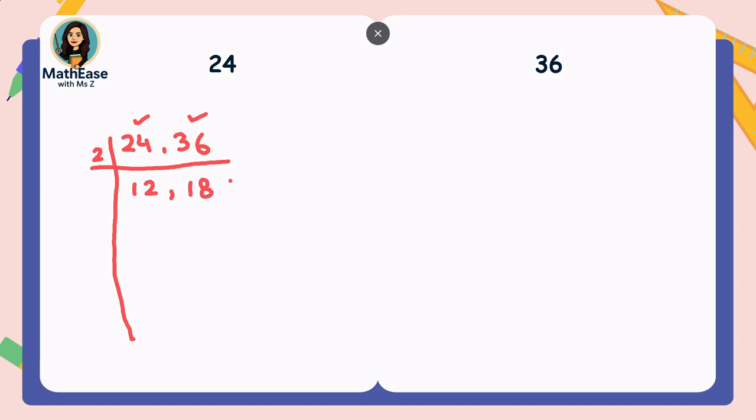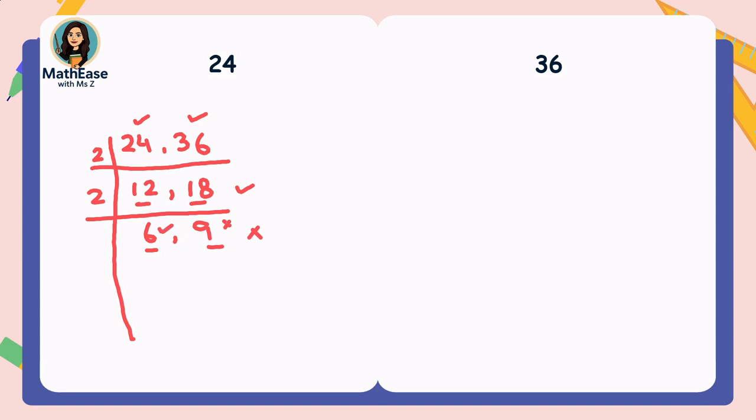Now let's check it again. Can both 12 and 18 still be divided by 2? Yes, they can. So 12 divided by 2 is 6, and 18 divided by 2 is 9. Now, take a look at 6 and 9. Can both of these numbers be divided by 2? Not really. 6 can, but 9 can't.